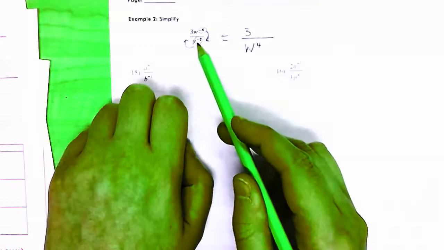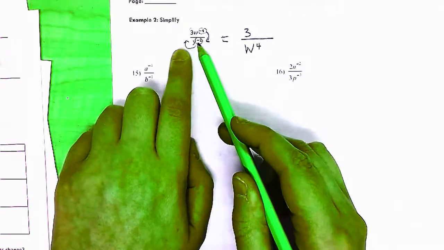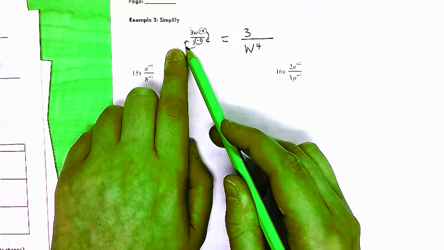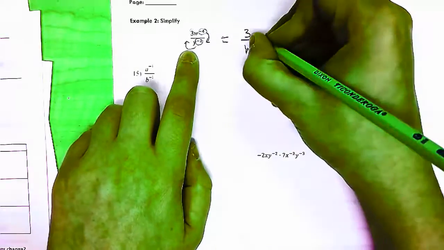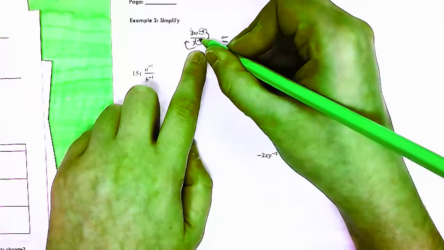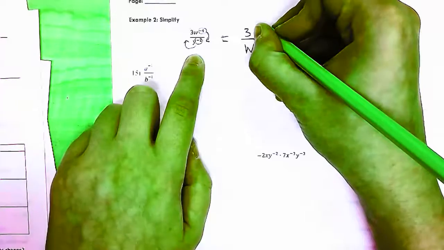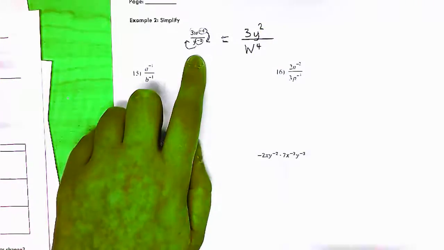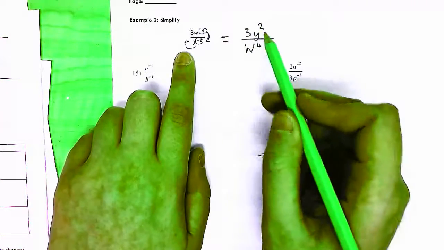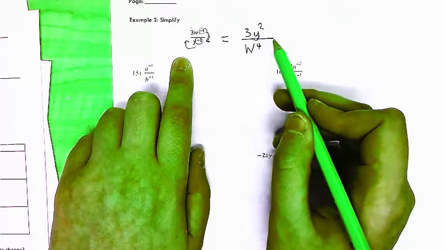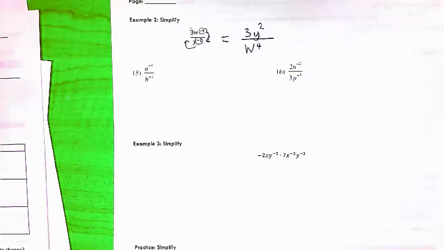I still have this y to the negative 2 that used to be at the bottom, but I see a negative exponent, so I know I got to flip it over that fraction bar. So I'm going to bring my y up, and instead of a negative exponent, when I flip it to the top, it becomes a positive. So my final answer here, when it's simplified, is 3y squared over w to the power of 4.